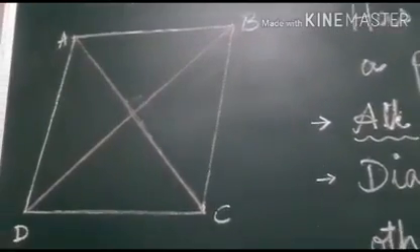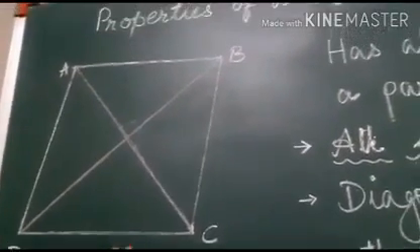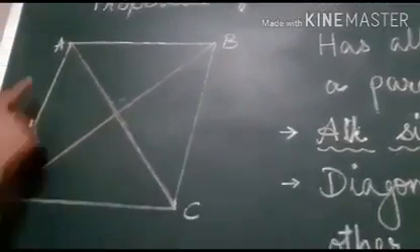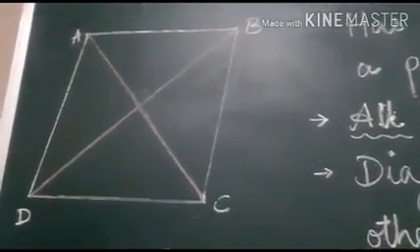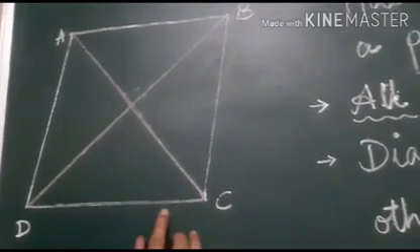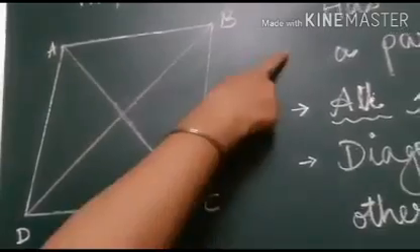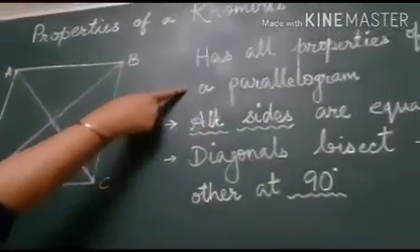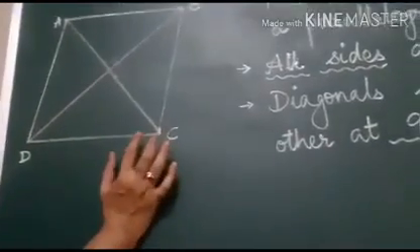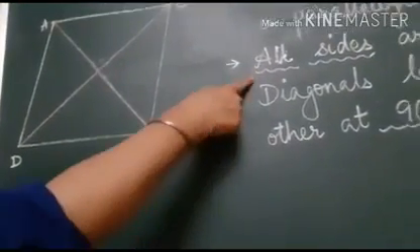Now let's learn about special types of parallelograms. The first one is a rhombus. This is a rhombus. A rhombus has all four sides equal. Because it is a parallelogram, it has all the properties of a parallelogram. It is a special type. Its special property is all its sides are equal.